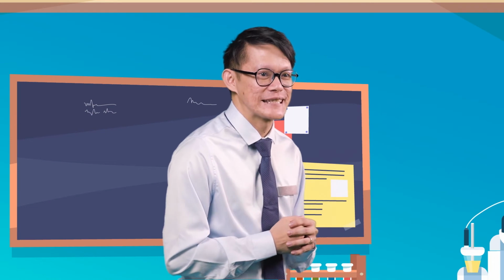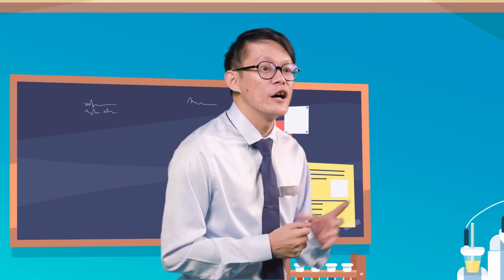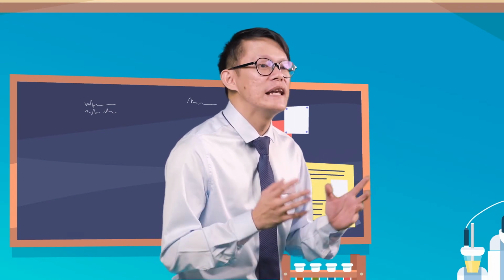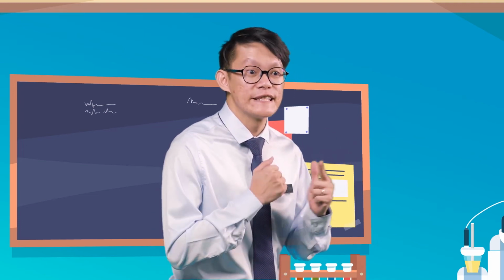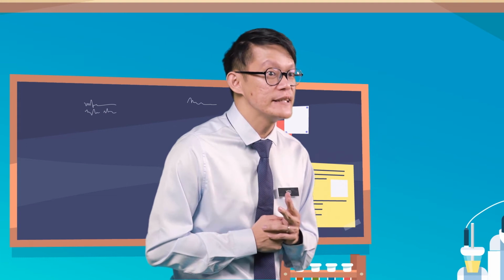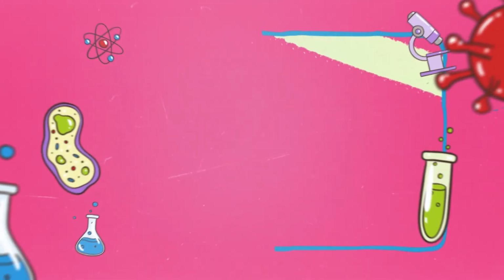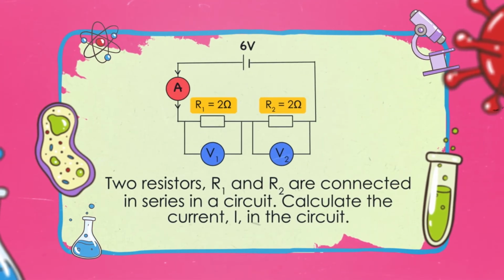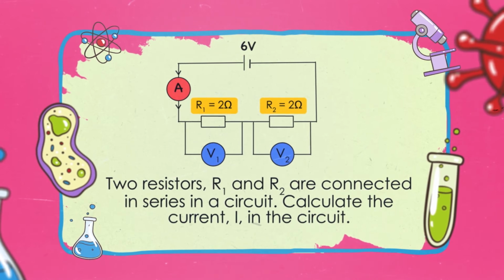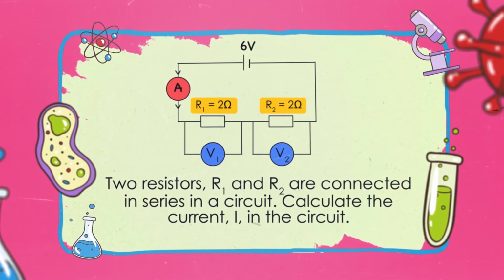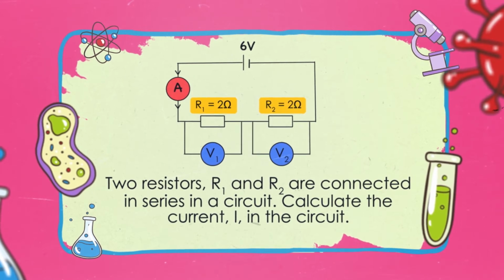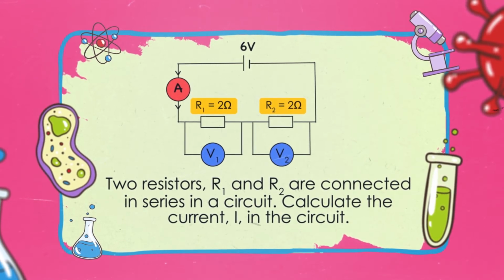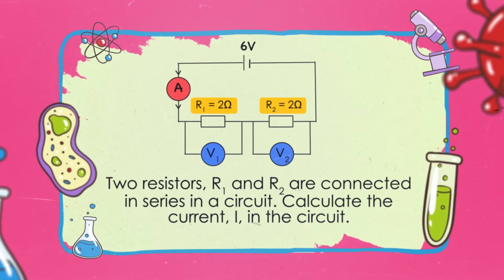Now, pupils, let us solve a numerical problem related to current, voltage, and resistance in the series circuit by looking at the example given. Two resistors, R1 and R2, are connected in series in a circuit as shown in the figure. Calculate the current I in the circuit.